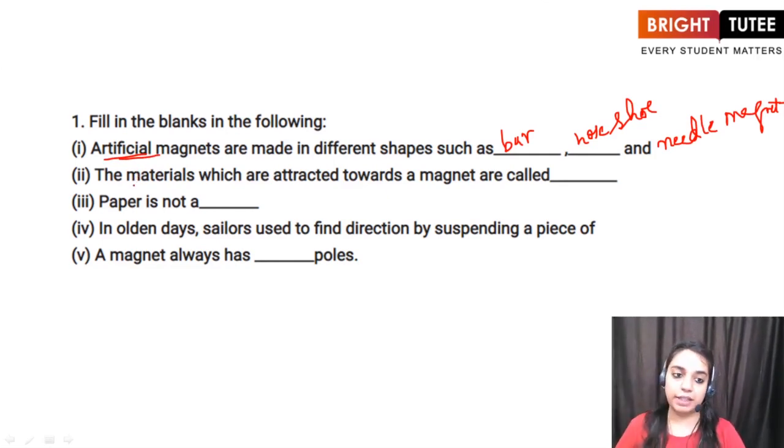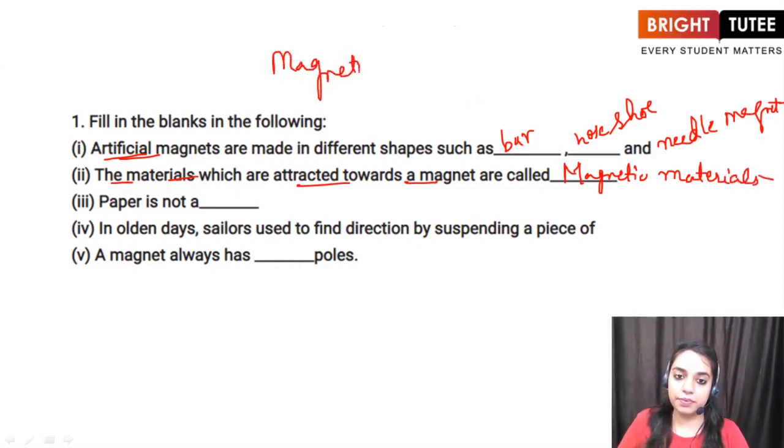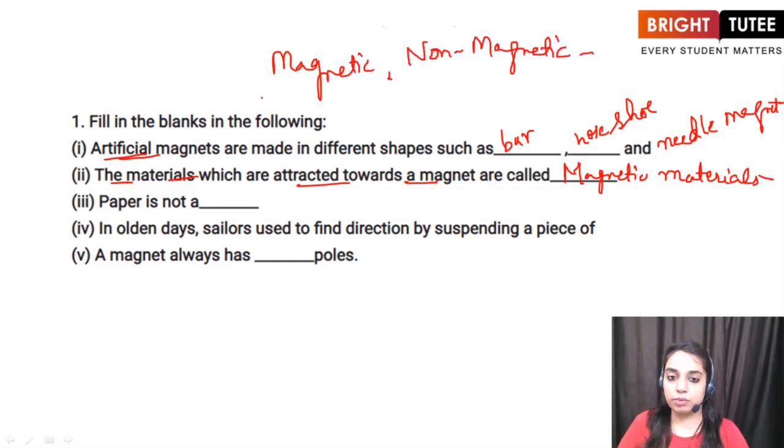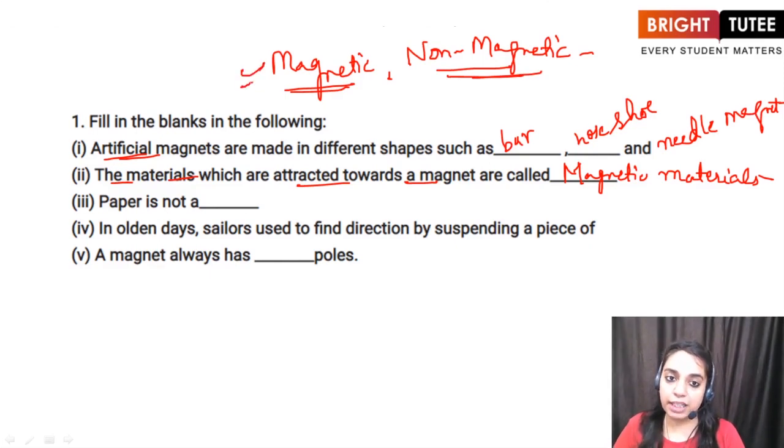Then the next point is, the materials which are attracted towards a magnet are called as magnetic materials, right? These are called as magnetic materials. So children, we have learnt about two types of material, which were magnetic and non-magnetic materials. What were magnetic materials? Magnetic materials are the materials which can be attracted by magnet, whereas the materials which cannot be attracted by the magnets are non-magnetic materials. So can you give me some example for magnetic material?